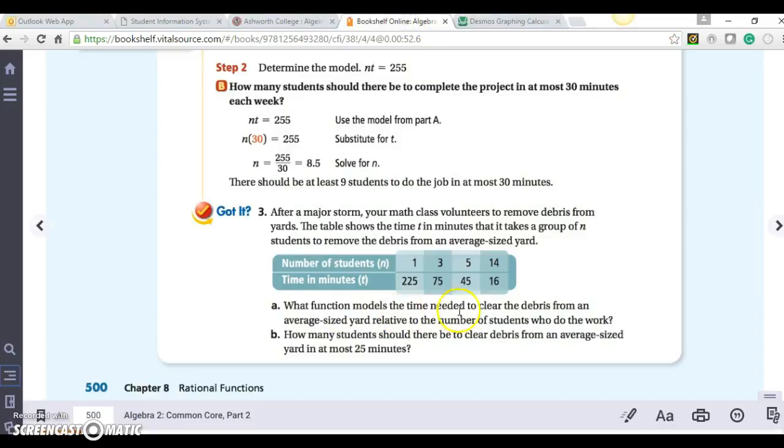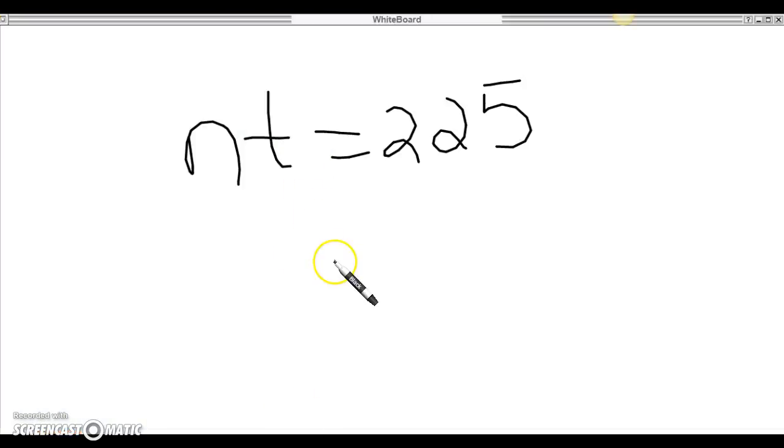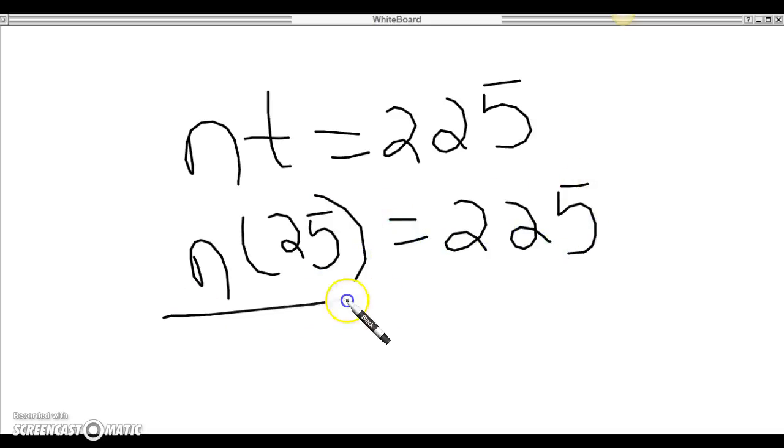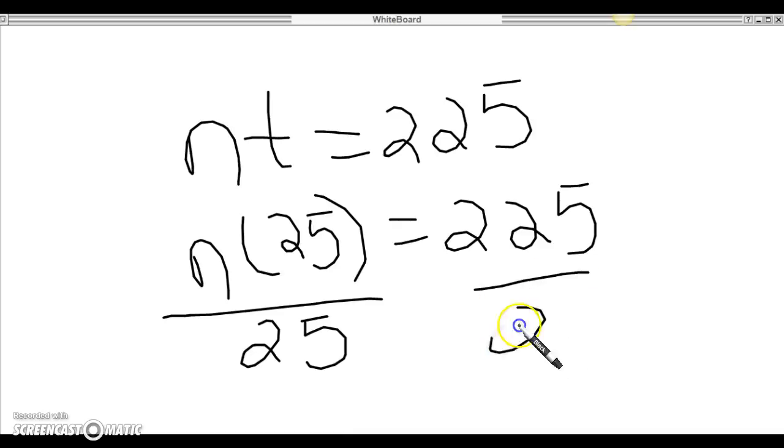Okay, so what function models the time needed to clear the debris from an average size yard relative to the number of students who do the work? And we just said that was NT equals 225. Then it says, how many students should there be to clear the debris from an average size yard in at most 25 minutes? So we'll say N, and they gave us 25 minutes. And we want to figure out how many students that is. So I'm going to divide both sides by 25 to find my number of students.